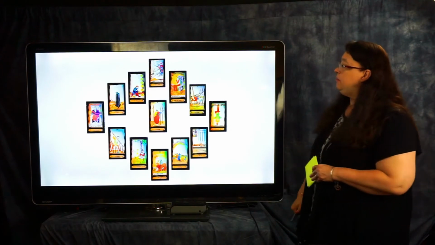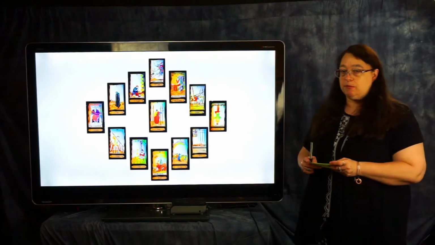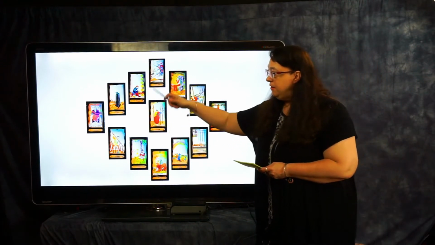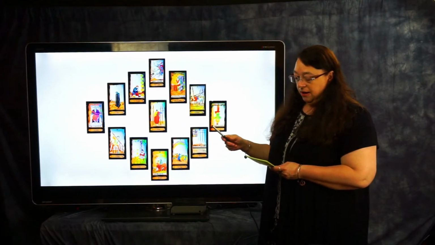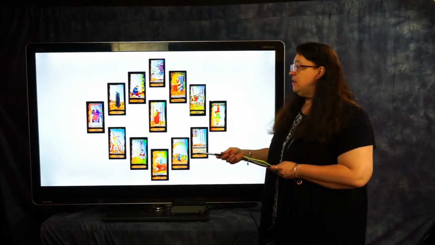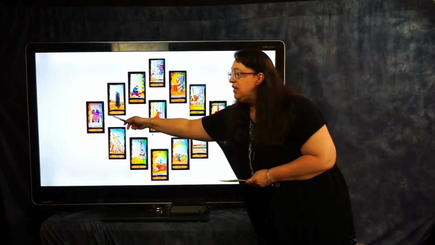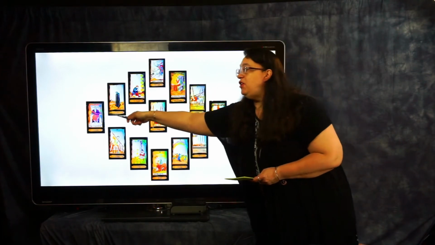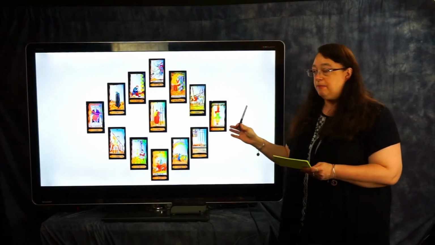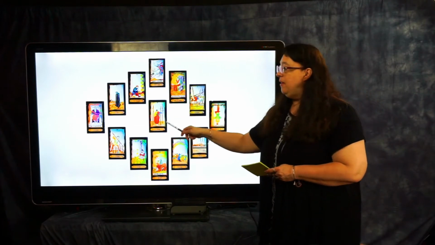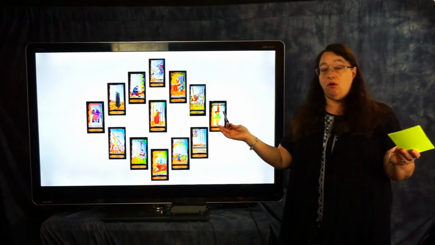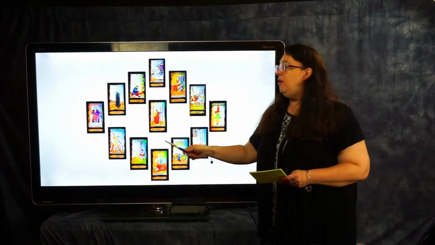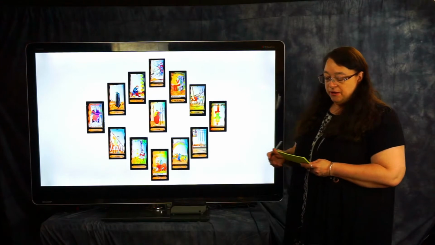Another spread that some people like to use is what's known as the zodiac spread. Basically, it follows the signs of the zodiac. Some people use it to figure out the months of the year, like what will happen this month, next month, January, February, March, that kind of thing. And they might put one in the center, which might mean the whole year. So one card might represent each month.